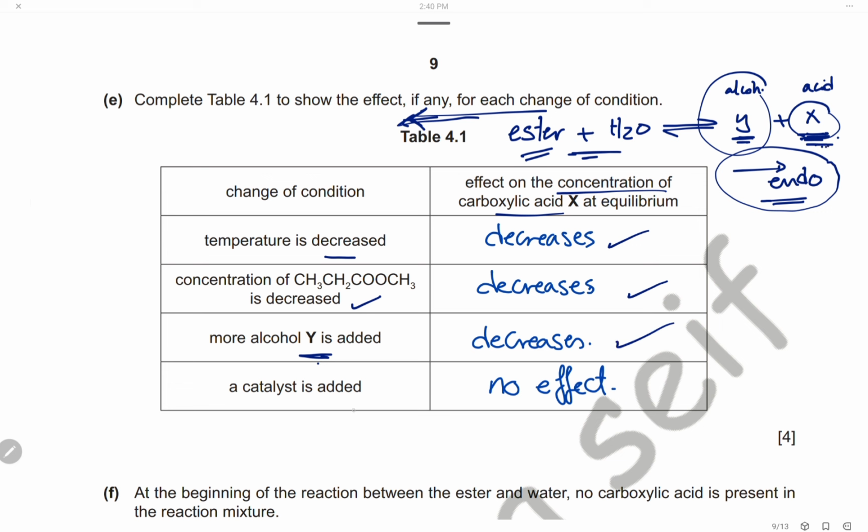The last one, when catalyst is added. Catalyst has no effect on the concentration of the products at equilibrium because it increases both the forward and the backward reaction by the same amount. So catalyst has no effect on the concentration of the acid at equilibrium.